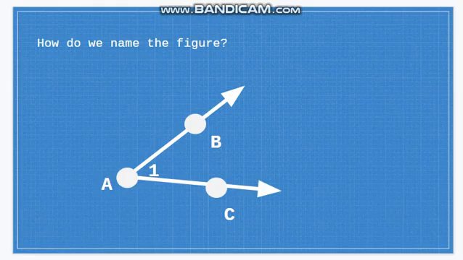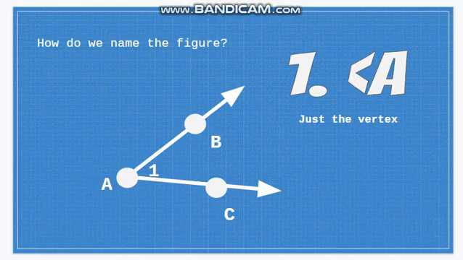The very first way that you can name this figure is by the vertex. You could call this figure angle A. This is great for an angle like this, where there's just one angle in the figure. However, there might be multiple angles that we could make. Let's see if we did something like this. Well, now there's 3 different angles that we could be talking about if we talk about vertex A. So we don't want to do that.